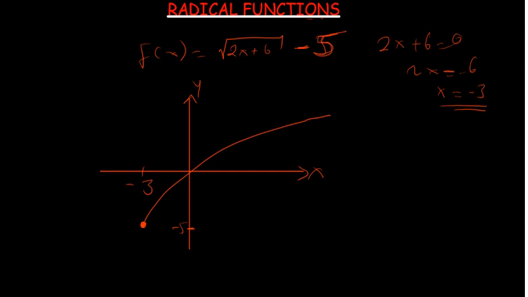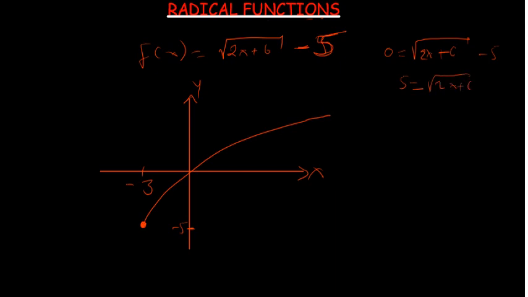Okay. So for us to tell where it is going to pass, what we can do, for such a problem where we don't know where it's going to pass, is say if our y is 0, what will be the value for x? So that will be 0 is equal to the root of 2x plus 6, then minus 5. We take the 5 over the other side, so that will be 5 is equal to the root of 2x plus 6. And then we can square everything. That is going to give us 25 is equal to 2x plus 6.